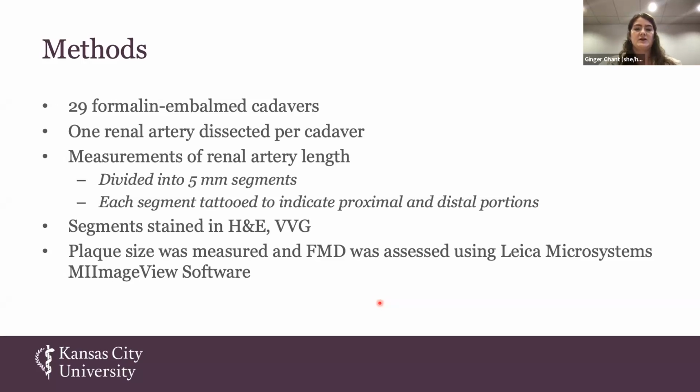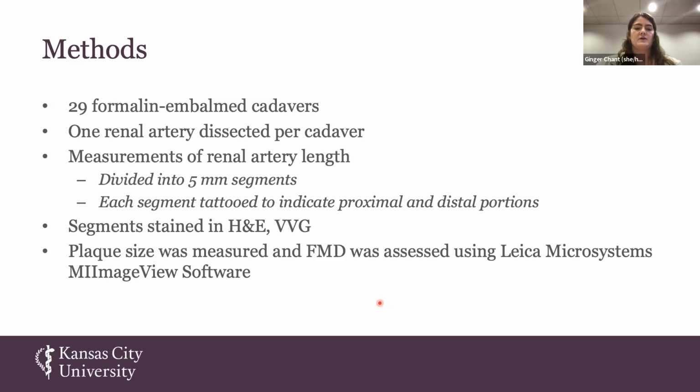We stained each of those segments with tattoo ink of different colors. So black was proximal, then it went red, green, in that order. That helped us keep track of the artery, whether it was proximal, middle of the artery, or distal. And then we sent this off to the University of Missouri One Health Biorepository Lab, where they stained all of our sections with H&E and VVG.